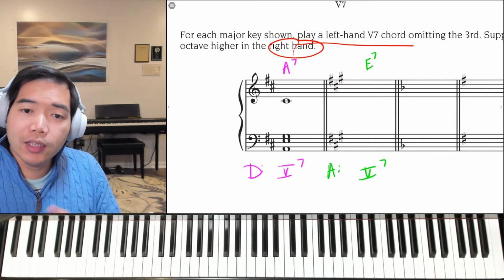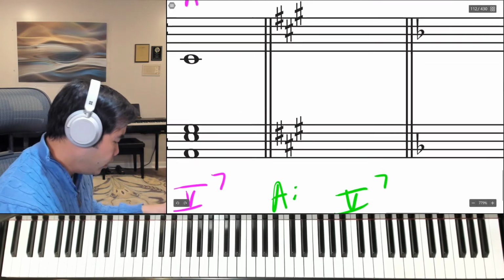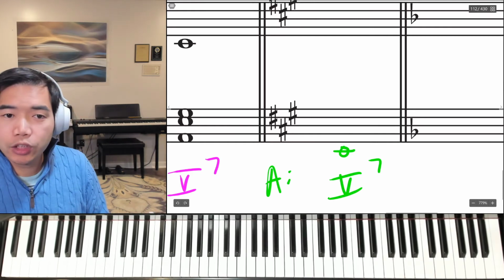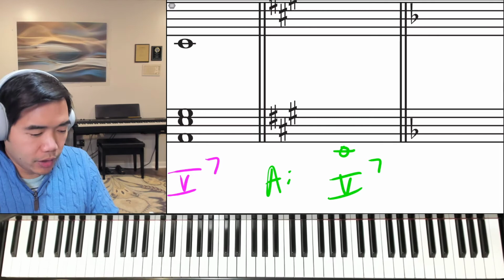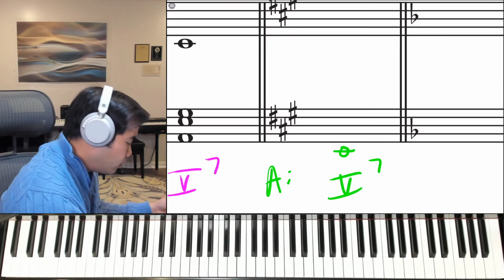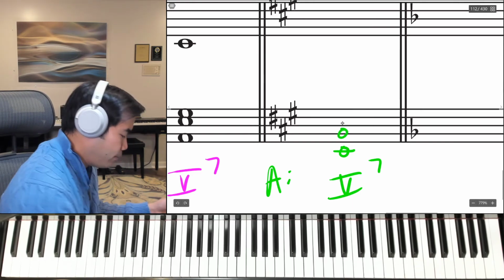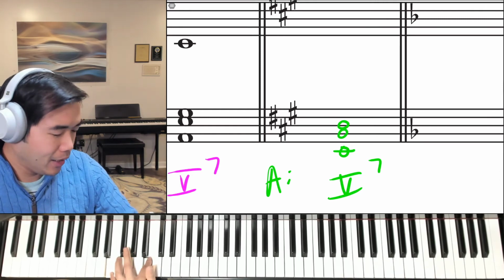Now we're going to figure out the left-hand notes. We're going to notate it in our books. So the lowest note is going to be E. I'll write it down here, E. That's the root of the chord. What's the third? Well, it's G sharp. We're going to omit that. What's the 5th? Well, it's B. And the 7th is D. So that's our left hand. E, B, D.